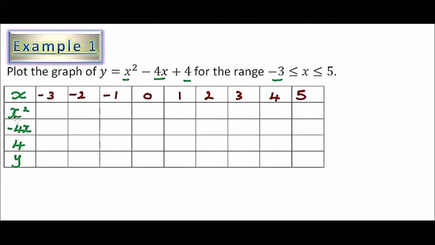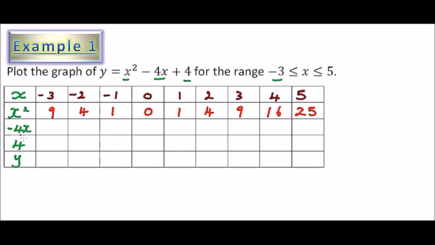In this row where we have x squared, we need to identify x squared. So minus 3 squared is 9, minus 2 squared is 4, minus 1 squared is 1, 0 squared is 0, 1 squared is 1, 2 squared is 4, 3 squared is 9, 4 squared is 16, and 5 squared is 25.